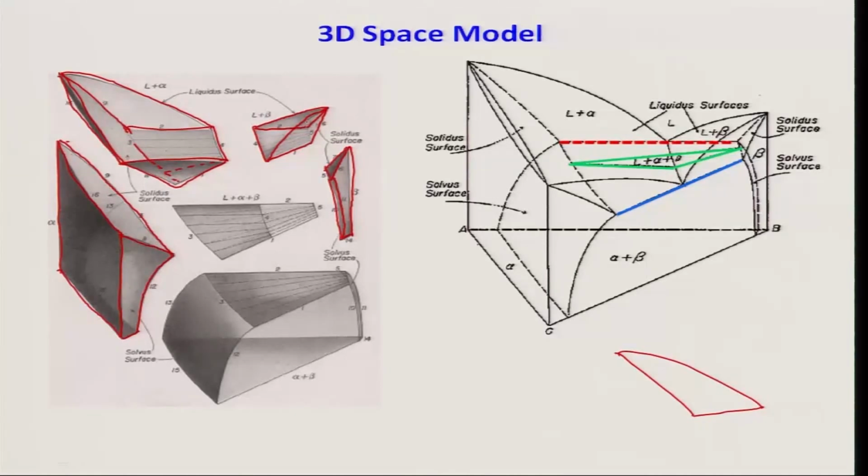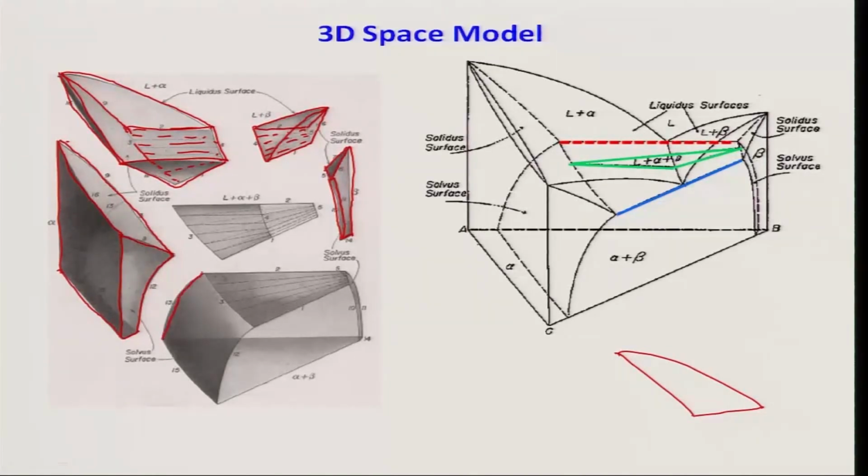These are all known as ruled surfaces. Why? Because you can draw the tie lines. You can see here the tie lines are dotted lines. You can join the liquid and the two phase zones with the tie lines because it is liquid plus solid. Similarly, here also you can join the two phase zone with the tie lines, correct. So, that is how these shapes are, and alpha plus beta is very easy. You can see here how it looks. It is just like that.